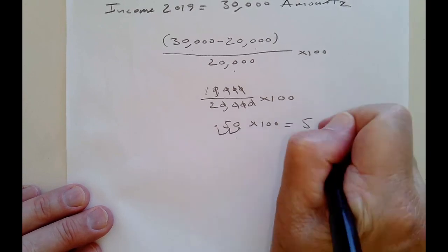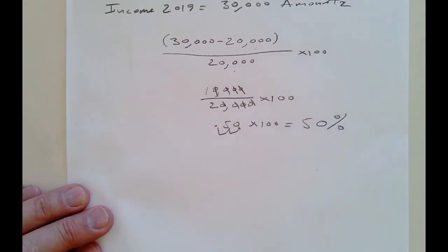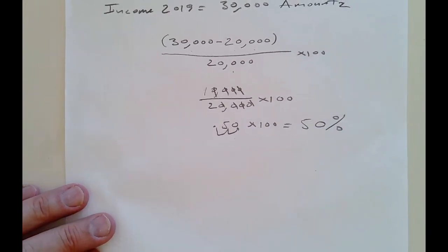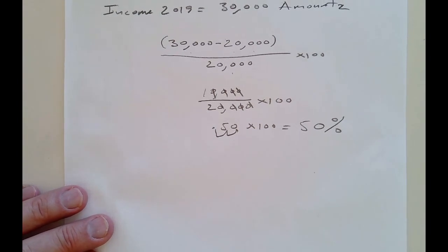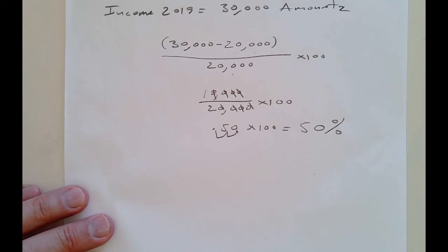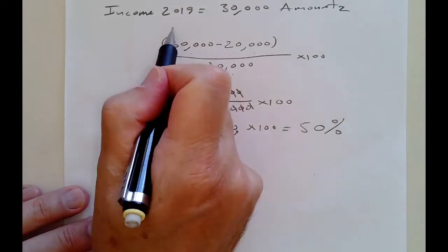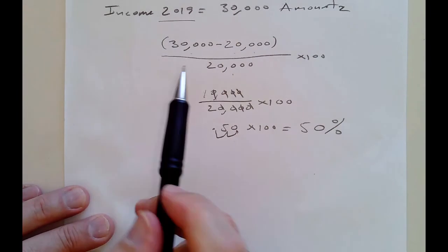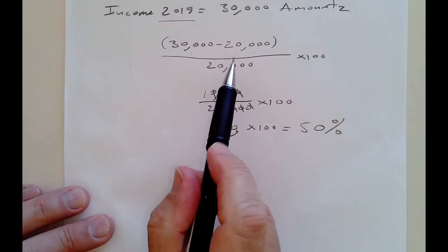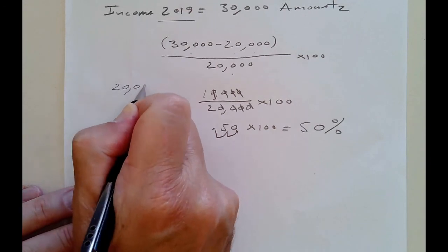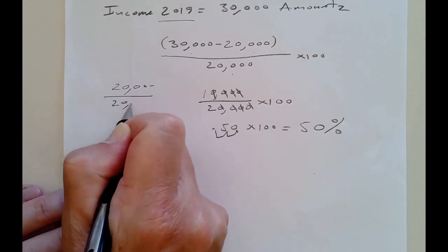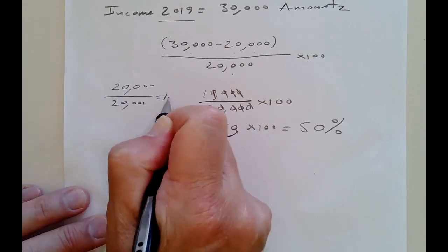You need the percentage sign. If it's not there on a test, it's going to be marked wrong because it's not 50, it's 50%. So that means your income from 2018 to 2019 has gone up by 50%. If your income would have been 40,000 in 2019, that'd be twice as much. That'd be 40 minus 20. So 40,000 minus 20,000 would be 20,000 over 20,000. And that'll give you 100%, which means it's doubled.